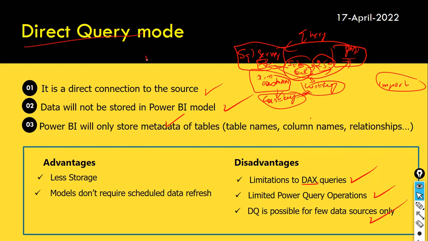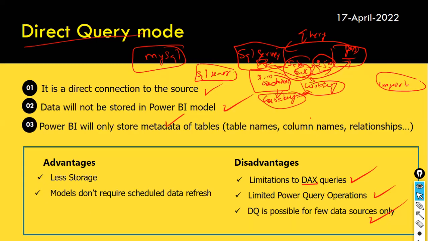For example, you cannot use direct connectivity mode for MySQL. But you can use it with Microsoft SQL Server, you can connect with direct connection mode. And even for Oracle, you can use the direct connection mode.